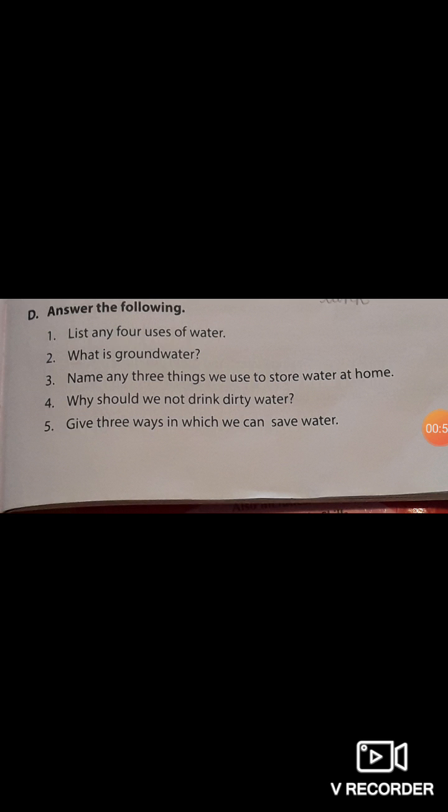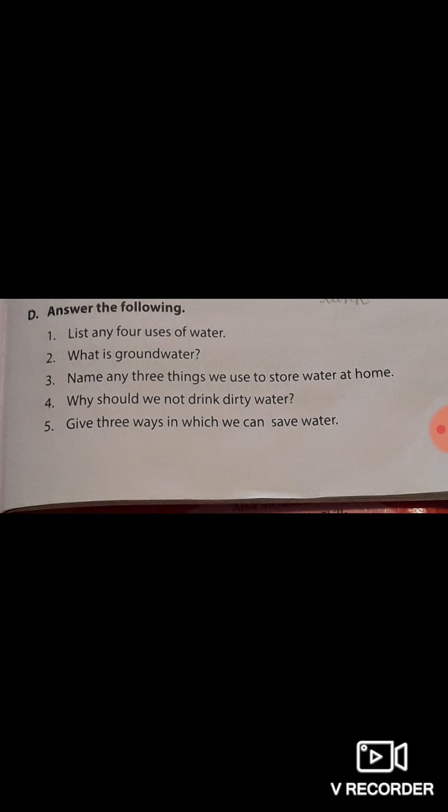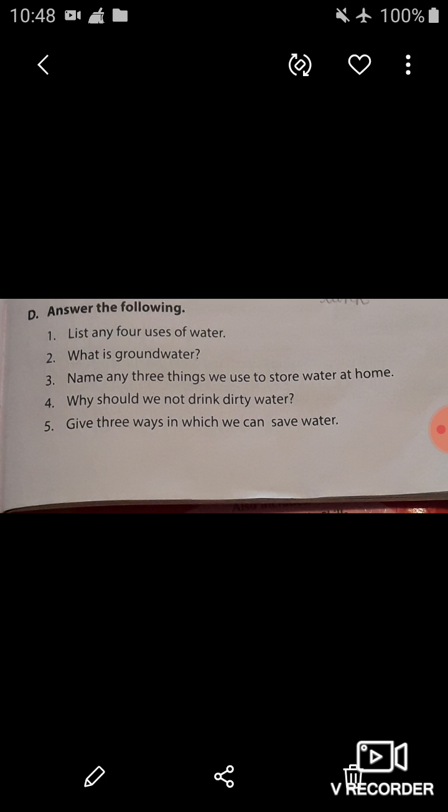Question number A, B and C is already done. Now we are going to do question number D. Answer the following. The first question is: list any 4 uses of water. So my dear students, here you have to write 4 uses of water. The 4 uses of water are cooking, bathing, drinking and washing. You have to write these 4 uses of water in the answer of question number 1.